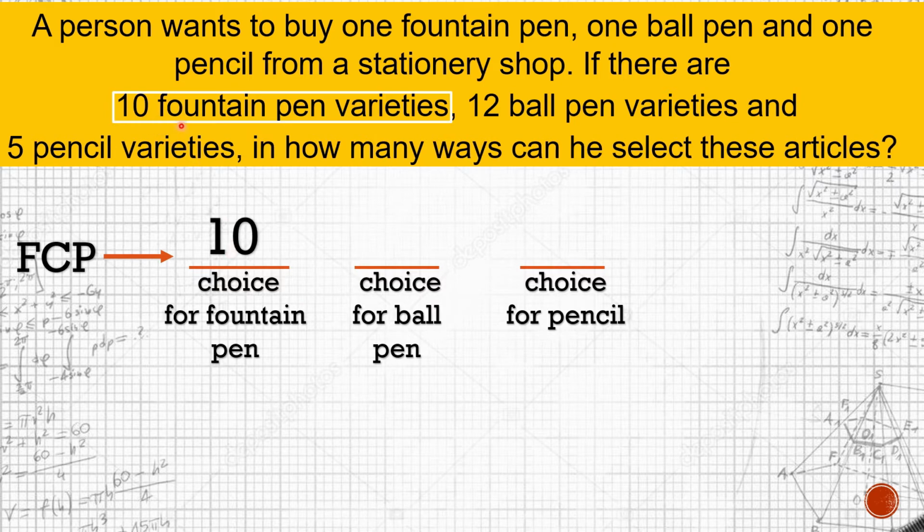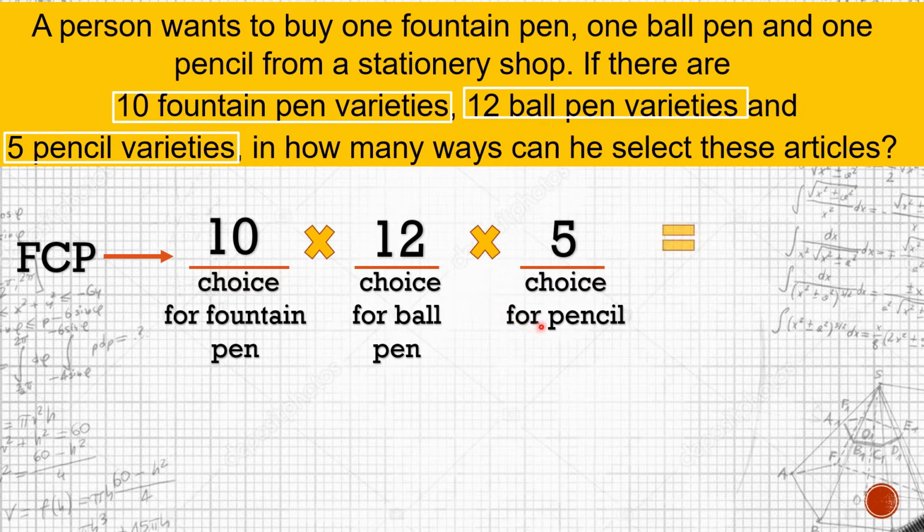pwede siya mamili ng 10 fountain pen. Sa ball pen naman, 12 ways para makapili, at sa pencil, 5 ways. So, multiply lang natin lahat yung independent event na yan, and then that will be equal to 600 ways. So, 600 ways siya pwedeng makapili ng kanyang mga bibilin from a stationery shop.